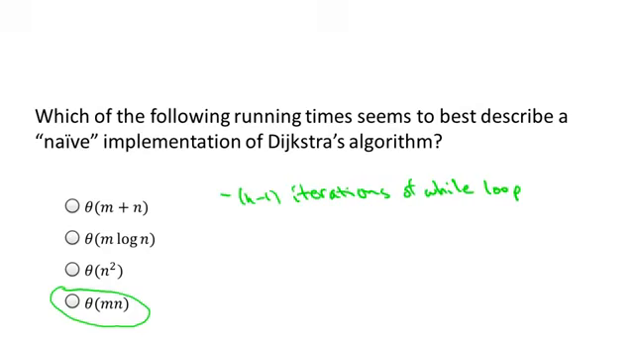And the reason is that the algorithm terminates once every single vertex has been added to capital X. There are n vertices. Initially, there's one vertex in X. So after n-1 iterations, we'll have sucked up all of the vertices. Now, what's the work done in each while loop?